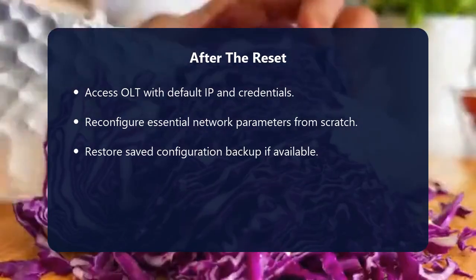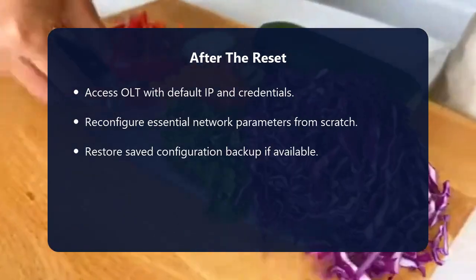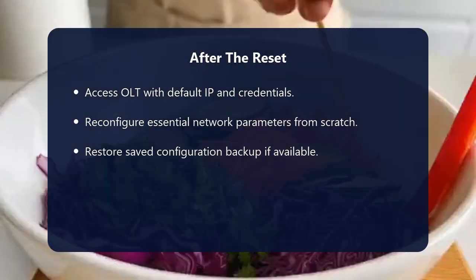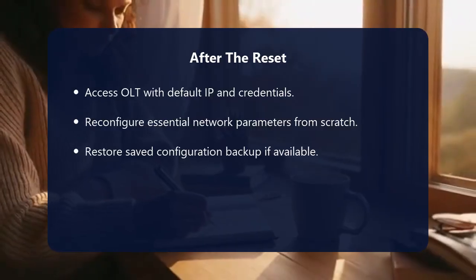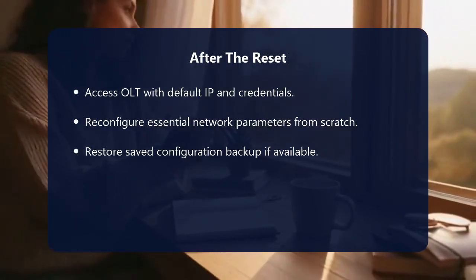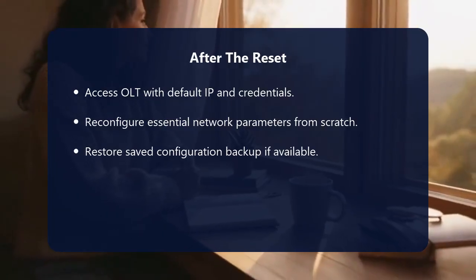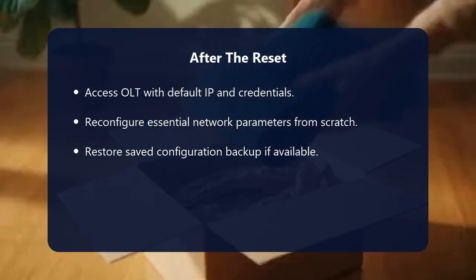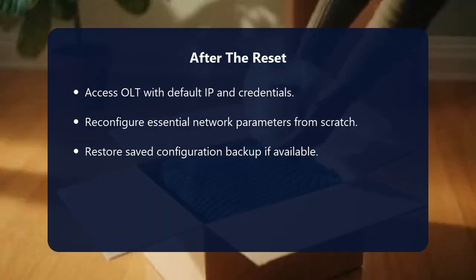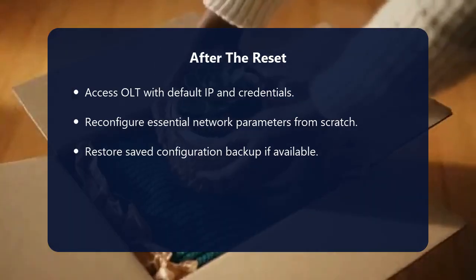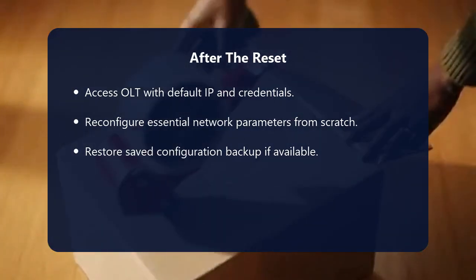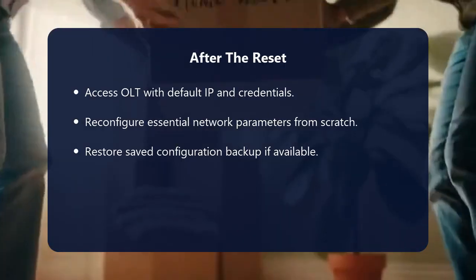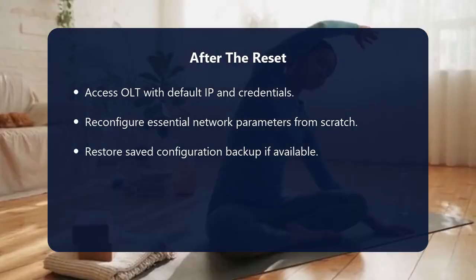You will then need to access the OLT using these default settings and reconfigure all necessary parameters from scratch, including management IP, VLANs, PON port settings, and ONU authentication details. Alternatively, if you backed up your configuration, you can restore it at this point to expedite the setup process. Always verify the OLT's operational status and connectivity to your network and ONUs after any reset.